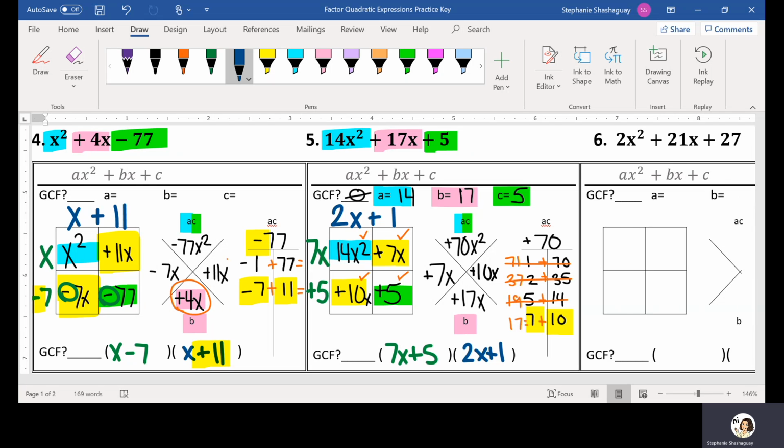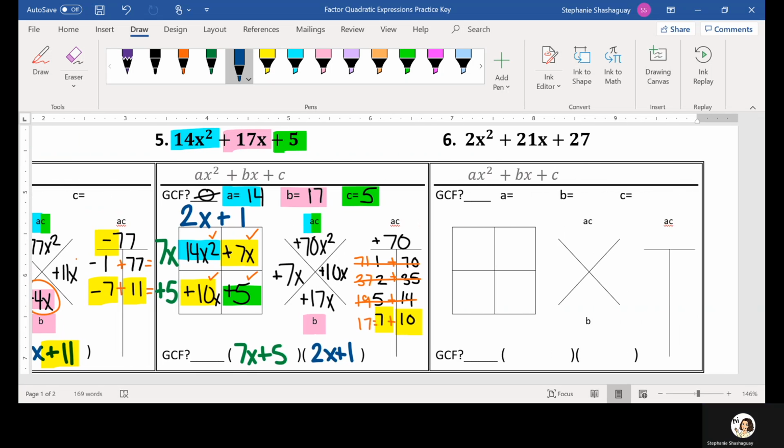All right, one more question to go. Okay, we have 2x squared plus 21x plus 27. Do we have a greatest common factor? Well, 2, you can divide by 2, but 21, can you divide by 2 and get a whole number? No, so there is no GCF. My A term here is 2x squared, or just 2. My B term is 21x, and my C term is 27.